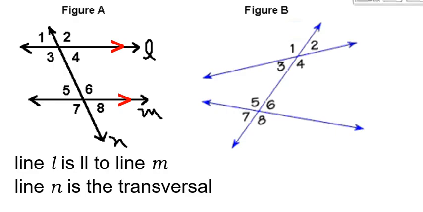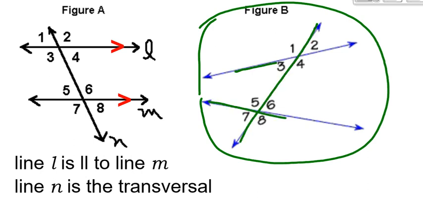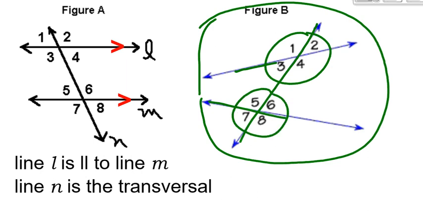All right, so last lesson, we talked about this stuff in figure B right here. So I had two lines cut by a transversal. So these are my two lines right here. This guy's my transversal. And then we talked about the 8 angle pair relationships that were created by the transversal.